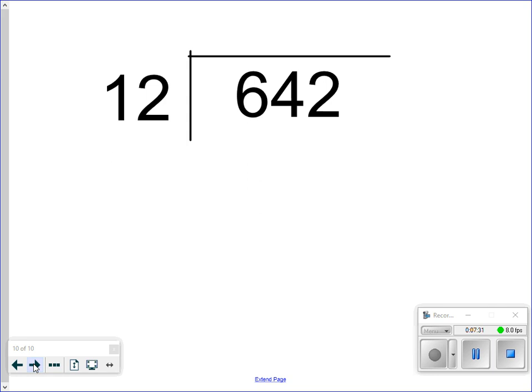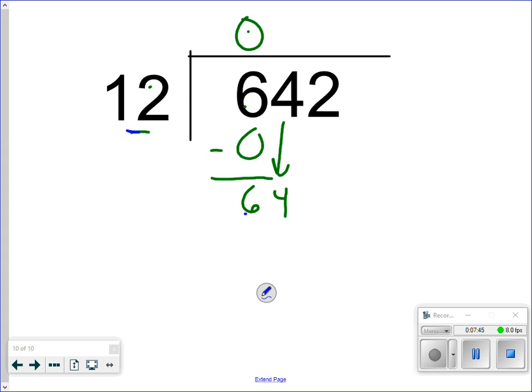A lot of you have been struggling with division. Not all of you, a lot of you. Let's see how we're going to do this. How many times does 12 go into 6? 0 times. 12 times 0 is 0. I'm going to subtract. I got a 6. I'm bringing down the 4. Next round. How many times does 12 go into 64? I don't know. Actually, I do know. But I'm going to show you the thought process behind it.